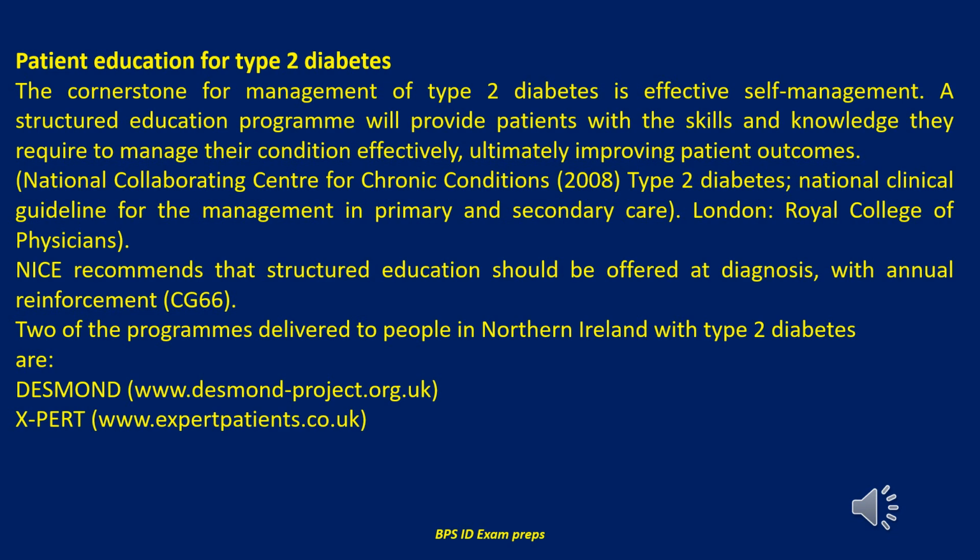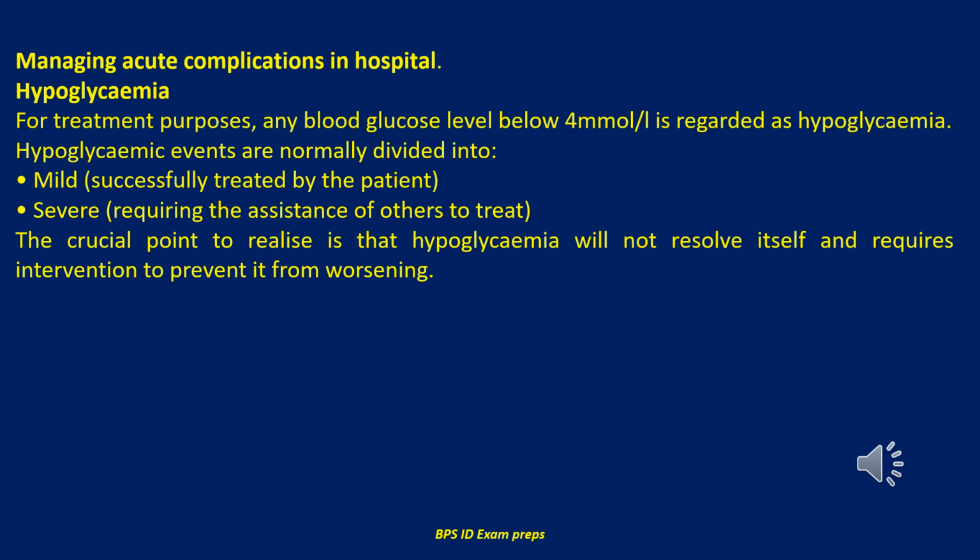NICE recommends that structured education should be offered at diagnosis with annual reinforcement, CG 66. Two of the programs delivered to people in Northern Ireland with type 2 diabetes are Desmond, www.desmond-project.org.uk, and Expert, www.expertpatients.co.uk.